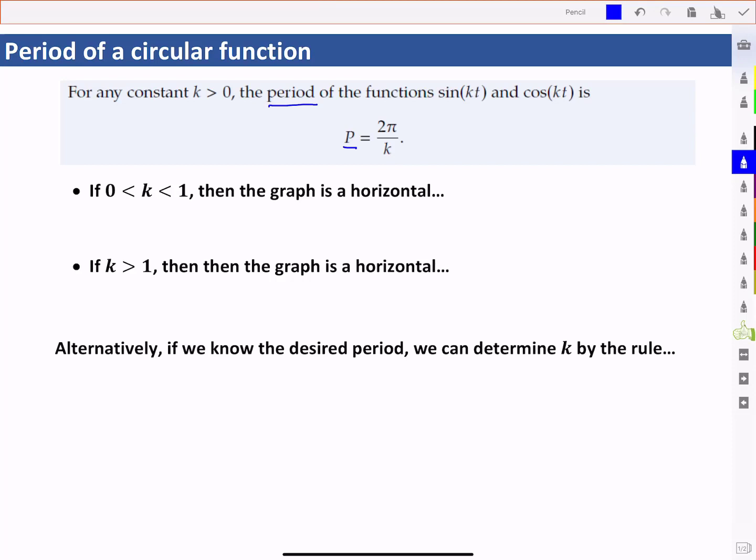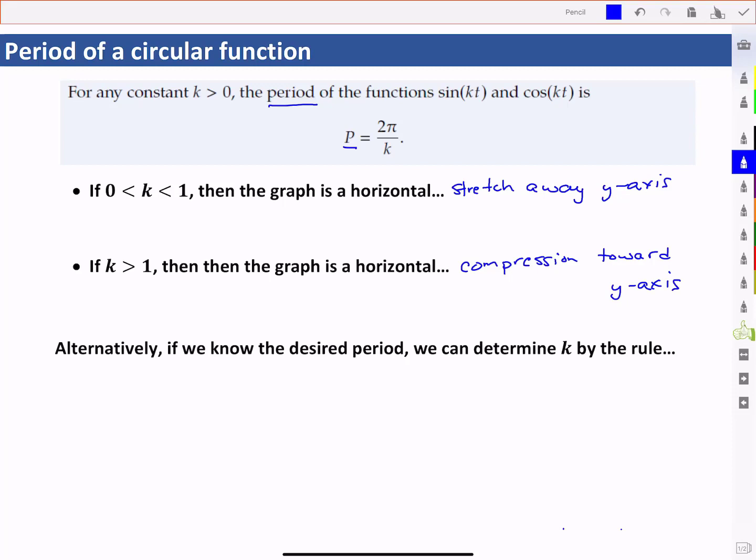Further, we also observed that if 0 is less than k less than 1, in other words, k is between 0 and 1, the graph is a horizontal stretch of f away from the y-axis. And if k is greater than 1, the graph is a horizontal compression toward the y-axis. As we have seen, horizontal scaling enables us to generate circular functions with any period we desire.